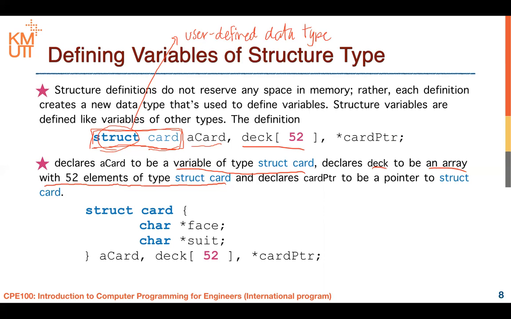And the last one is a pointer. Now it's a pointer because you can see the star here. This one will declare card pointer to be a pointer to this structure card.